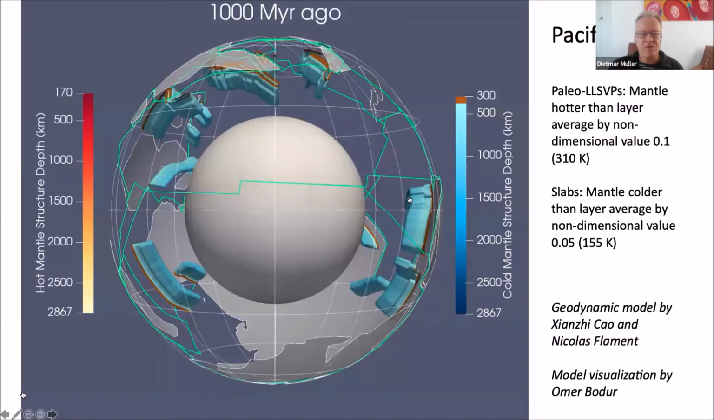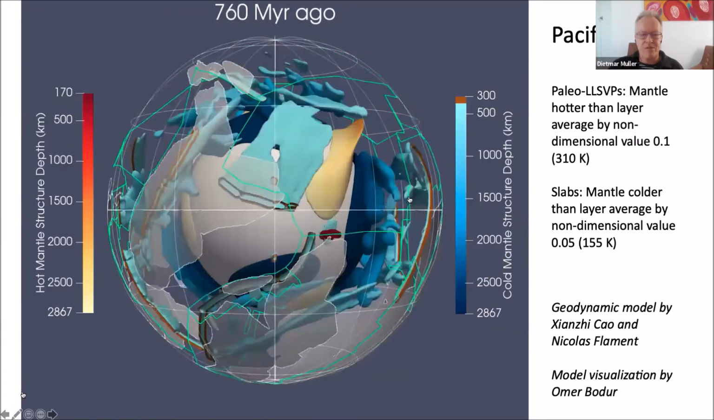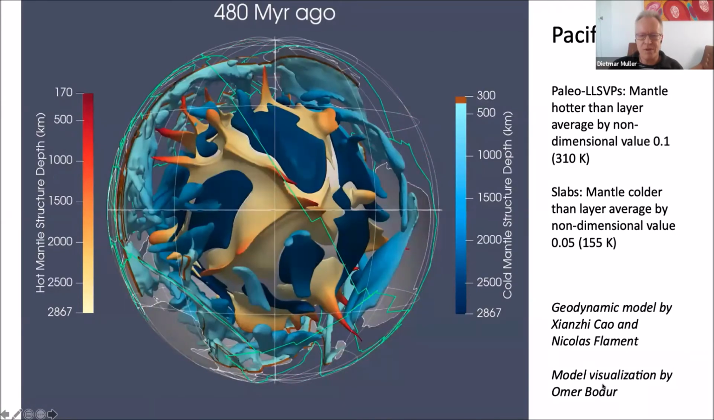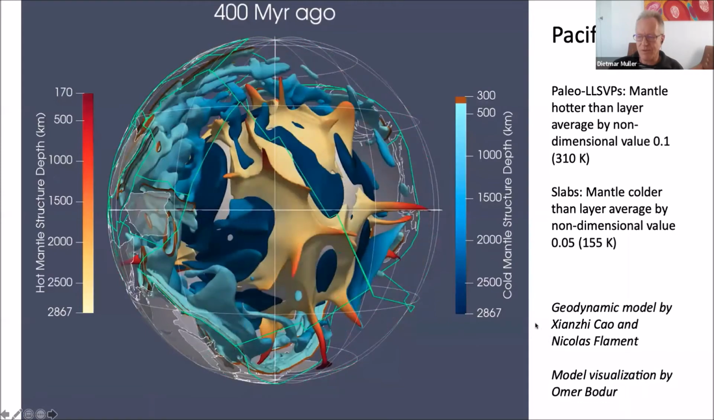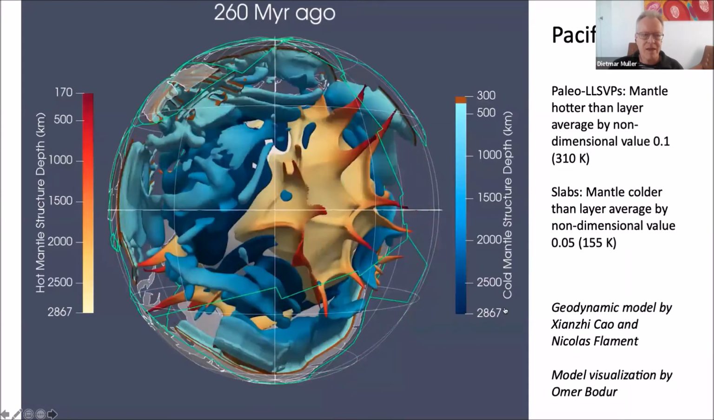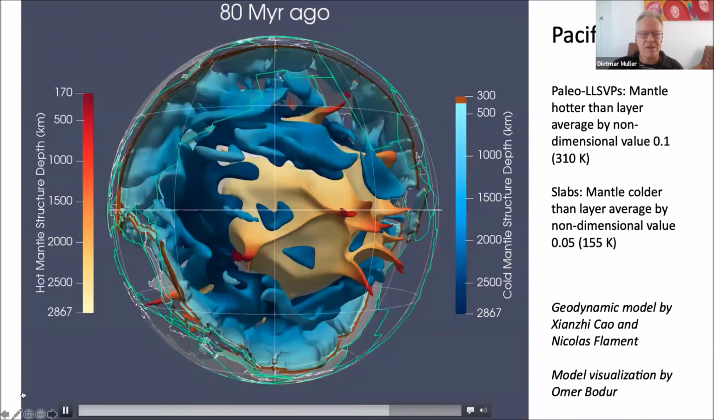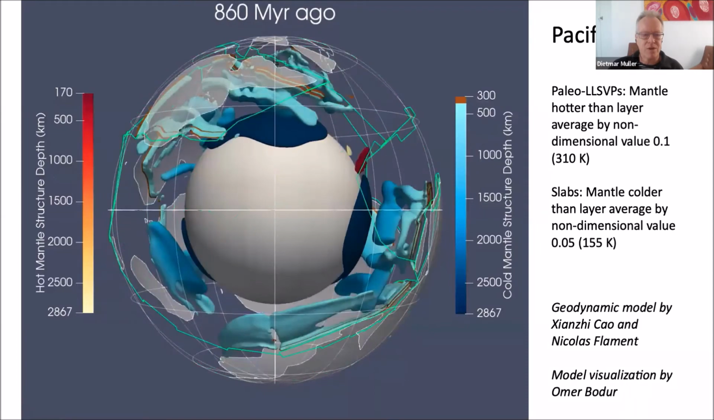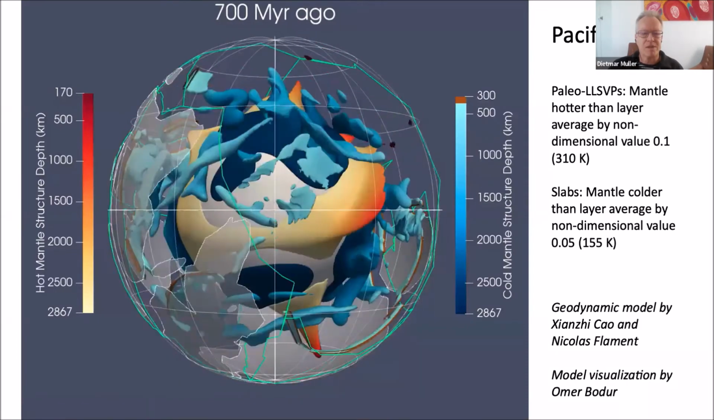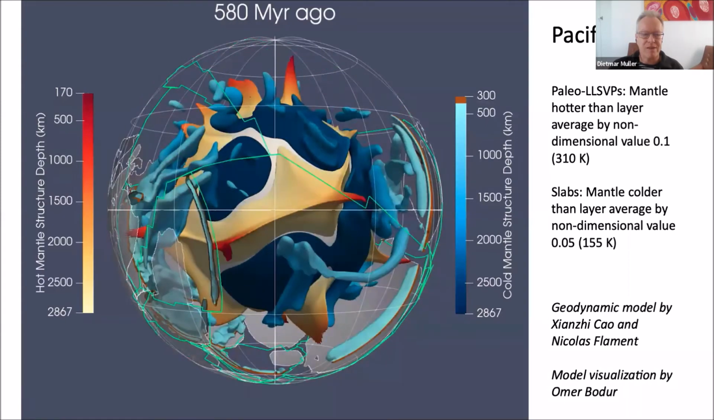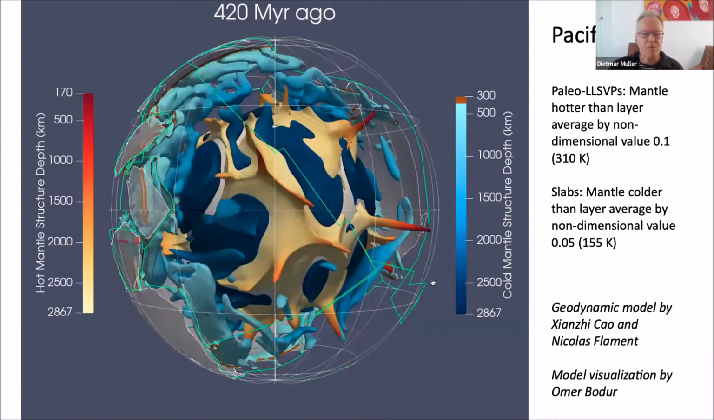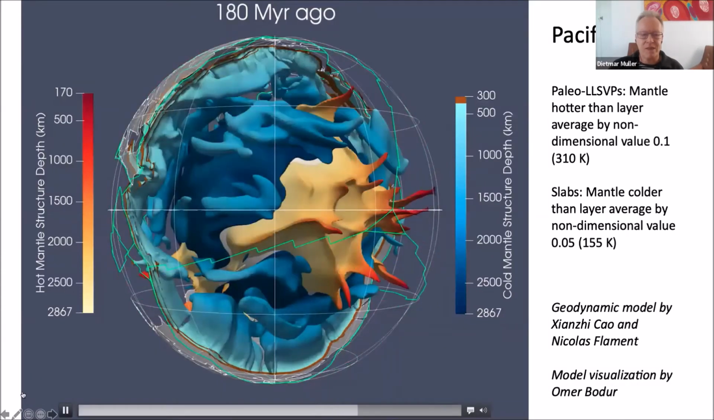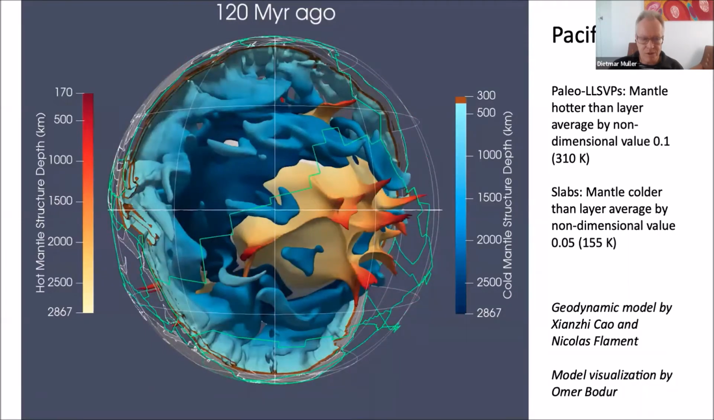So now let's have a look at a 3D view of mantle convection through time from a Pacific perspective. These views were prepared by Omer Baudur, one of our ex-PhD students who's now working with Nico Flamand. This is the Pacific perspective here, and after an initial phase of model warm-up before 800 million years ago, we see a proto-Pacific paleo-LLSVP emerging that initially forms a ring-like structure but becomes more consolidated after 600 million years ago. And after reaching the lowermost mantle, subducted slabs move laterally towards upwelling regions.